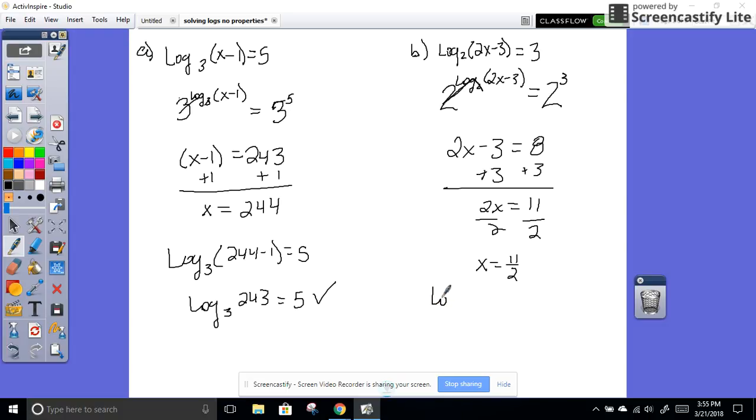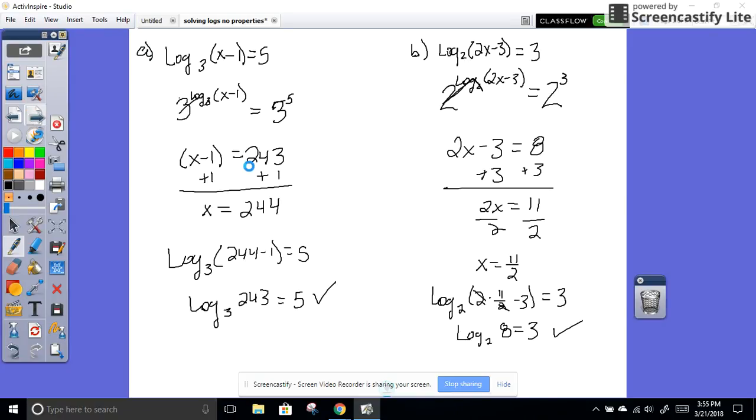Plug it in to make sure it's not an extraneous solution. Log base 2 of 2 times 11 over 2 minus 3 equals 3. Those two things cancel out. 11 minus 3 is 8. Log base 2 of 8 equals 3. Does that check? 2 to the third power equals 8.